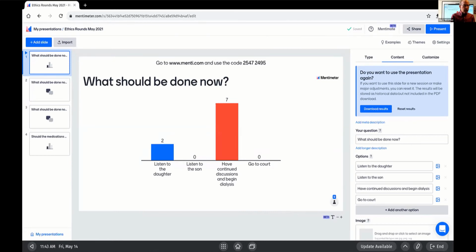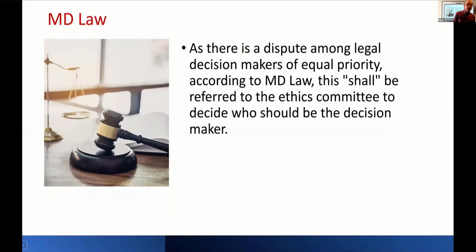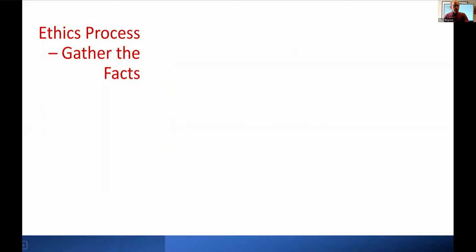Okay. All right, so continue discussions and begin dialysis. Well, actually, there is a Maryland law that says if there is a dispute among legal decision makers of equal priority, then that case has to be referred to the ethics committee to decide who should be the decision maker, and the healthcare provider could follow the recommendation of the ethics committee, and in doing so would receive legal immunity from any subsequent lawsuits. So that's what was done.